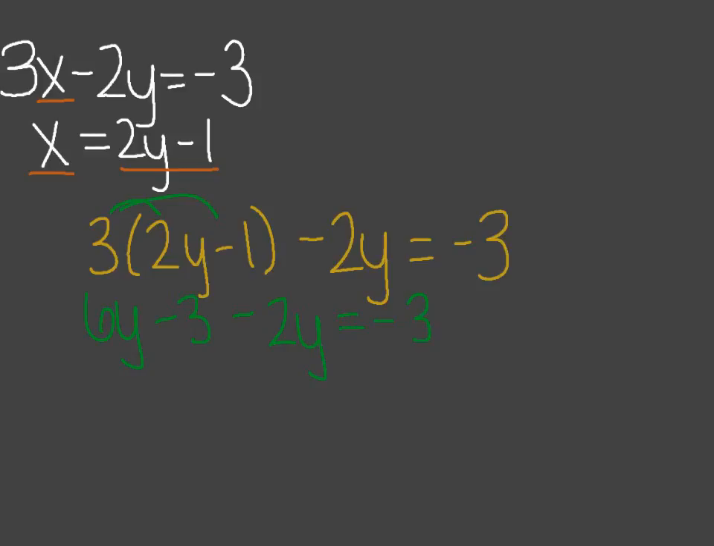I now recognize that I have like terms, so I need to combine those. Since they're on the same side, I just read it like a book from left to right. 6y minus 2y is going to equal 4y. I drop down my minus 3 equals negative 3.